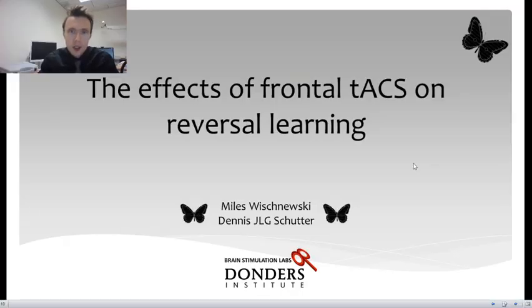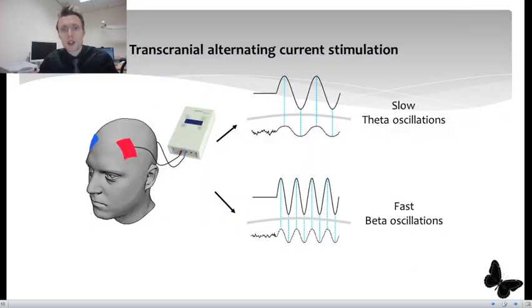So in the study we tried to influence reversal learning performance by using transcranial alternating current stimulation. And I presume that most of you are familiar with tACS, but just to quickly reiterate, with tACS we use an electrical stimulator to induce some oscillations on the scalp, which then are thought to entrain oscillations within the brain. So for example, if you apply oscillations on the scalp in a theta range, then you would expect that theta oscillations within the brain are enhanced. And the same is true for any other stimulation frequency, for example, the beta frequency.